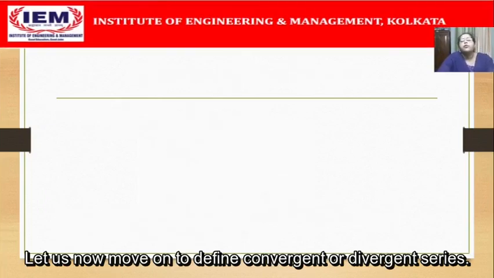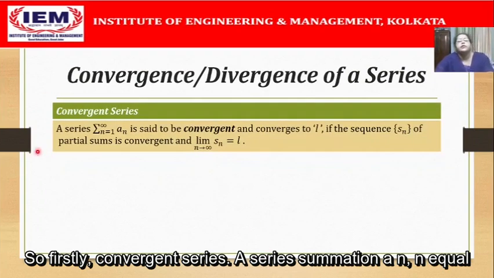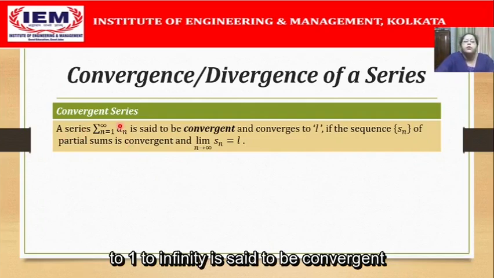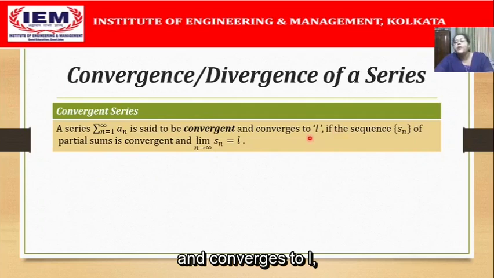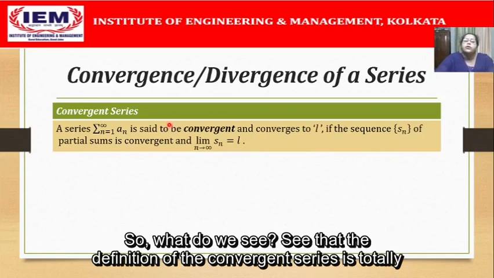Let us now move on to define convergent or divergent series. Firstly, convergent series. A series summation a_n, n equal to 1 to infinity, is said to be convergent and converges to L if the sequence S_n of partial sums is convergent and limit of S_n as n tends to infinity is equal to L. So what do we see?